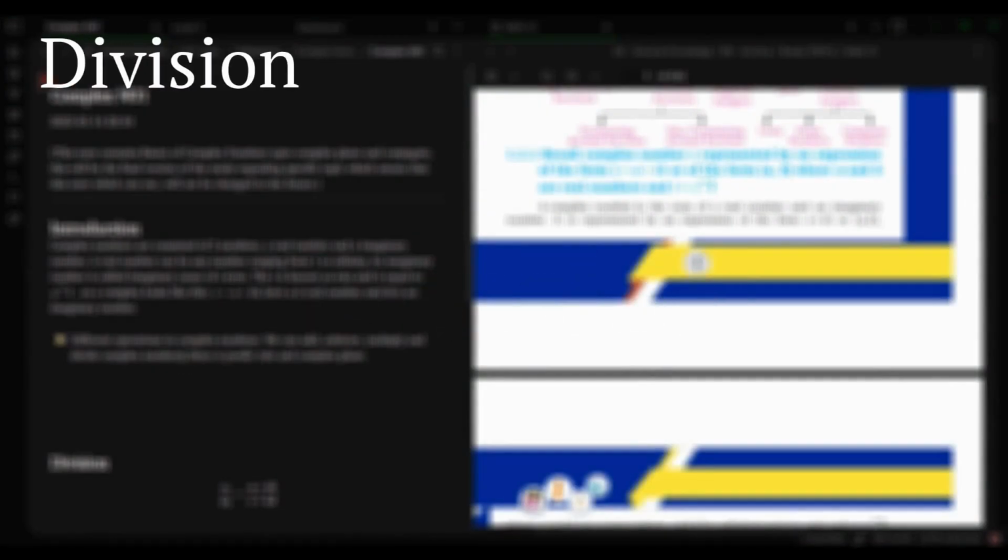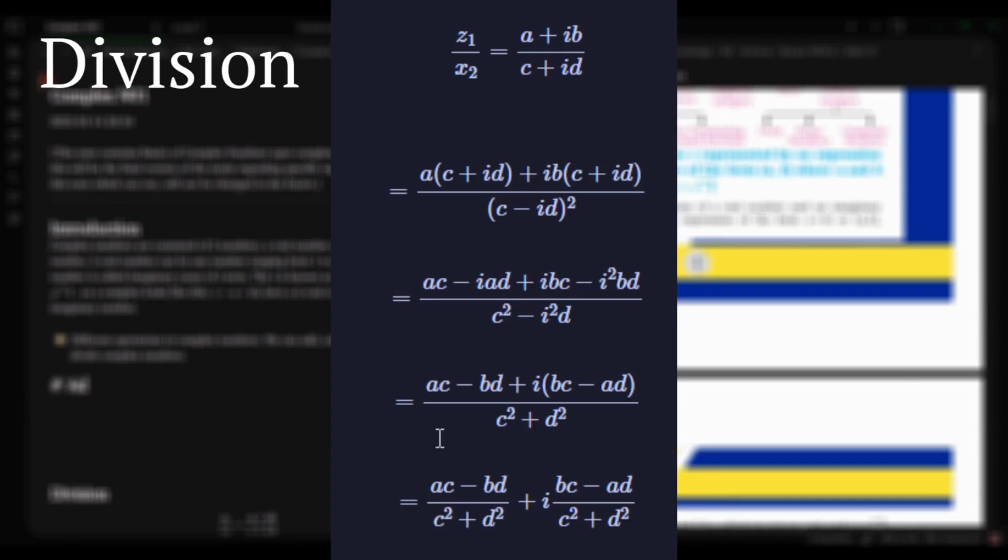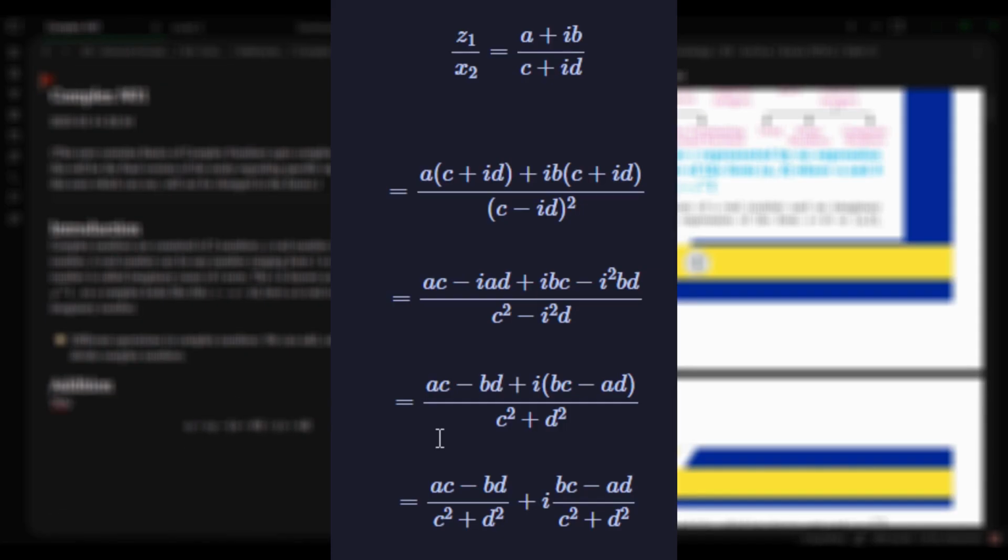Now let's talk about the division of complex numbers. Take two complex numbers z1 and z2. Let's call z1 the upper number and z2 the bottom number, like this. Now take the conjugate of the bottom number and multiply it with both the upper and bottom numbers, like this. Once you multiply the numbers, sum and sort up the equation, then separate it into real part and imaginary part, and you will get the answer.